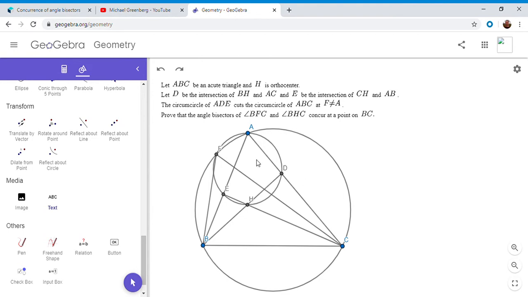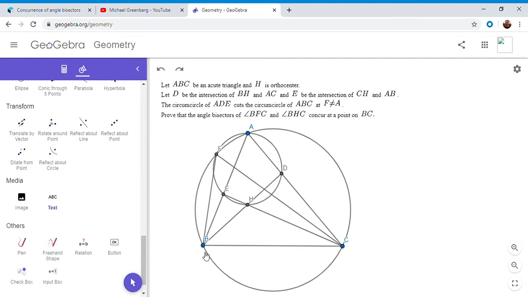So what does it mean if the angle bisectors of BFC and BHC concur at a point on BC? Well, if the angle bisector of BFC met BC at a point X, for example, then we'd have BF over FC is BX over XC. And similarly, if the angle bisector of BHC met BC at a point Y, then BH over HC would be BY over YC. So if we can show that X and Y are actually the same point, that would mean that BF over FC is equal to BH over HC.